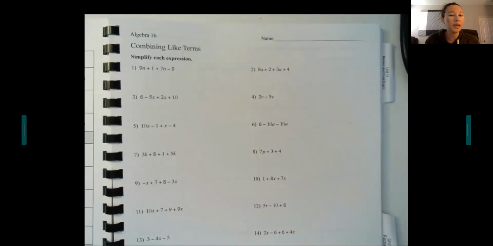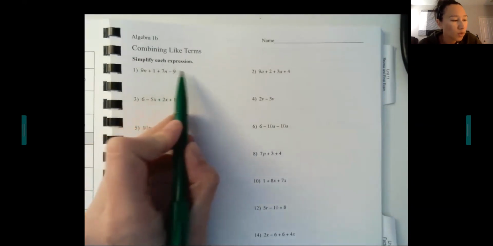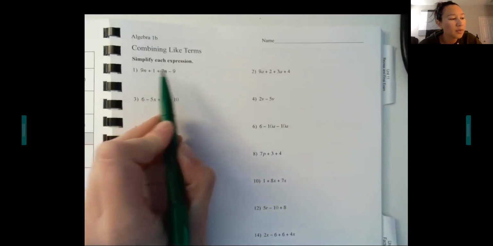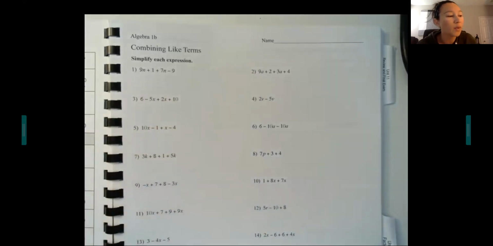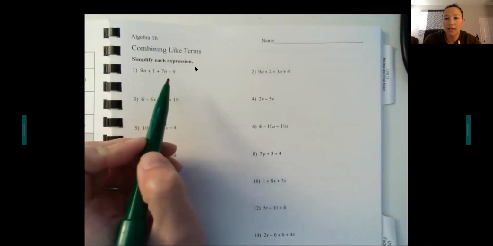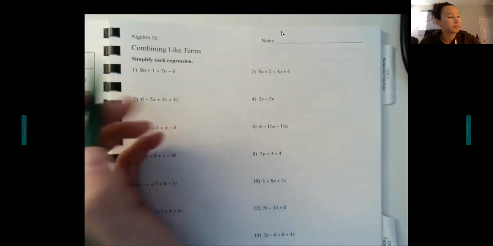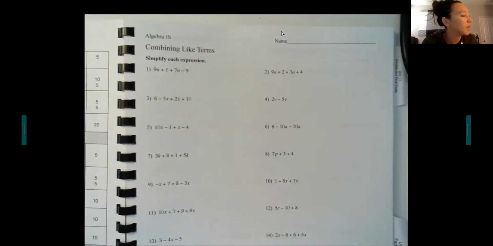All right, so we need to simplify each expression. Notice these are called expressions because there's no equal sign. If there was an equal sign, we would solve the equation. But in this case, it is an expression because there's no equal sign.